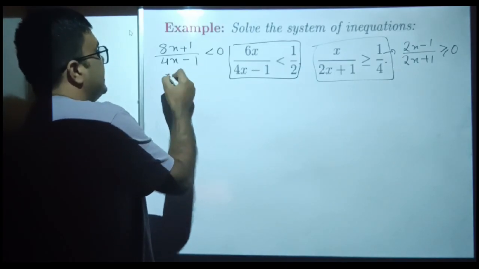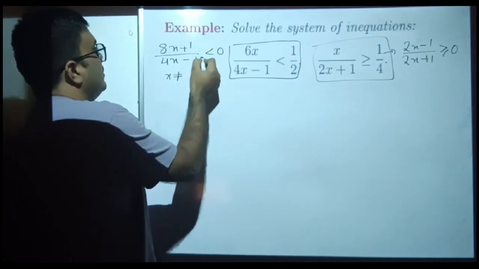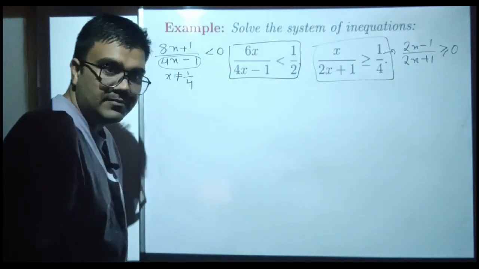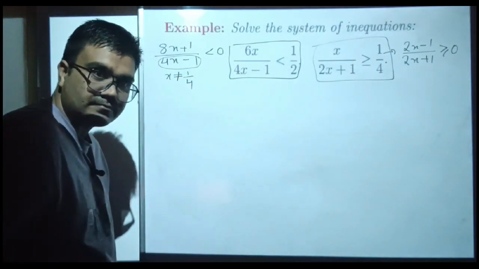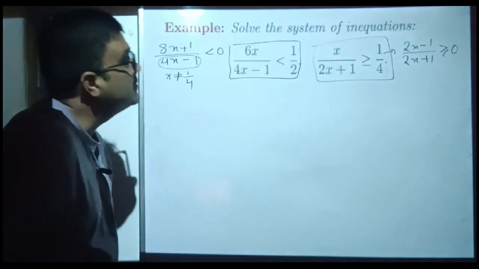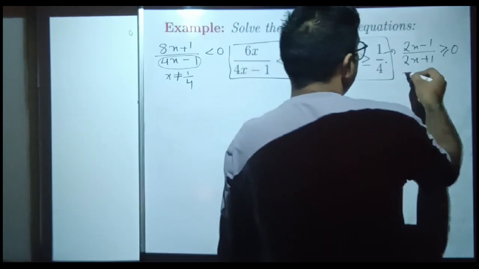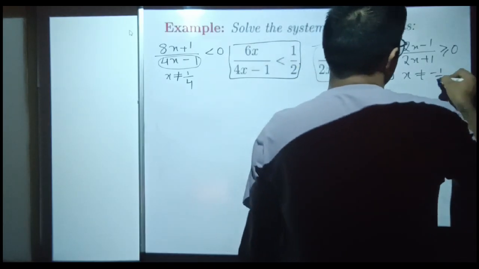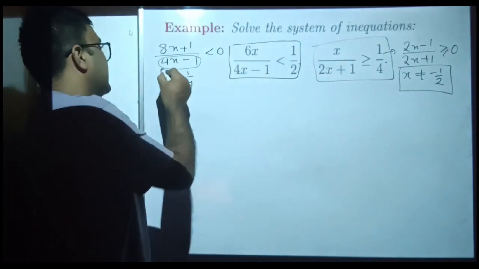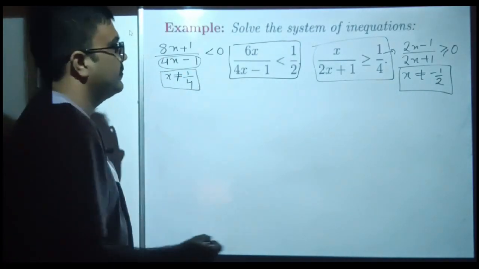When we solve this, if we equate the denominator equal to 0, we will get x should not be equal to 1 by 4. When we are solving that part, we are saying x should not be equal to minus 1 by 2. x should not be equal to minus 1 by 2. x should not be equal to 1 by 4.